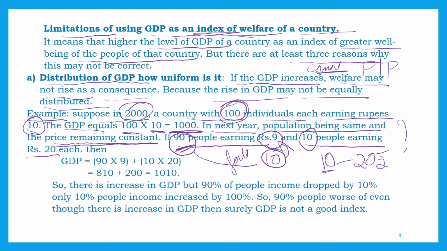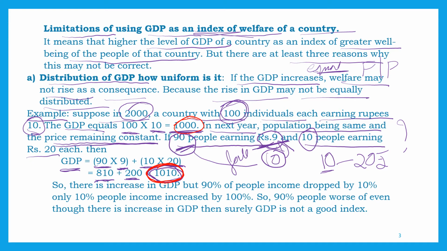If we use this information to calculate GDP, then you can see here, 90 people's income is 9 rupees and 10 people's income is 20. So 90 into 9 is 810, and 10 into 20 is 200. If you add, you are going to get 1,010 rupees. Previously, what was the income? That was 1,000 rupees. So in 2001, the next year, there is an increase in the GDP.